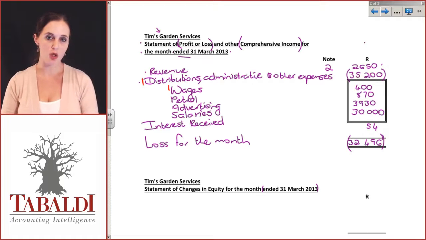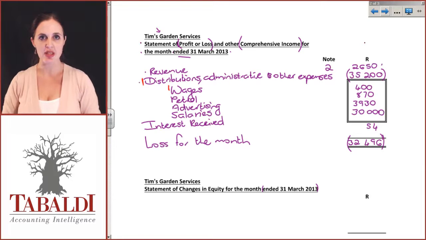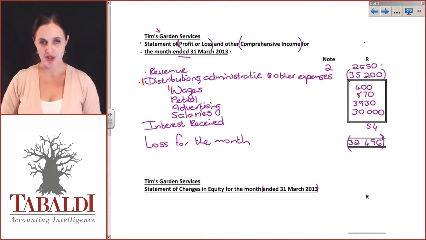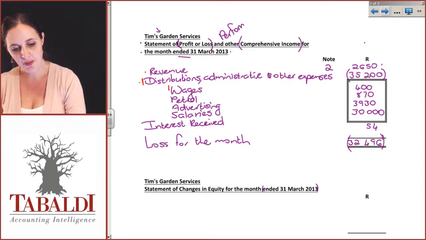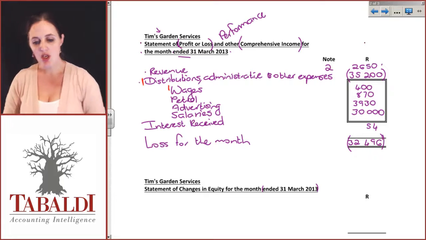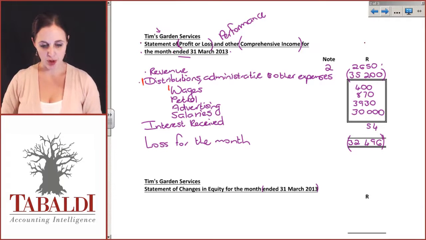Again, if you compare this to what we had in the general ledger, although these balances are the same, the way that we're dealing with them, the way that we're presenting them to users makes it a lot easier for them to see at a single glance exactly what the performance for this company was for the month. Because remember, your statement of profit or loss relates to the performance. Go and take a look at this a little bit further. Make sure that you are comfortable with your performance.